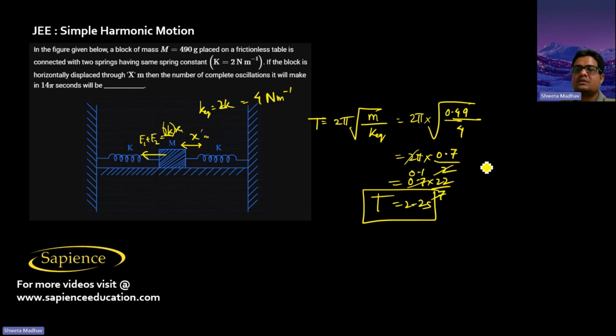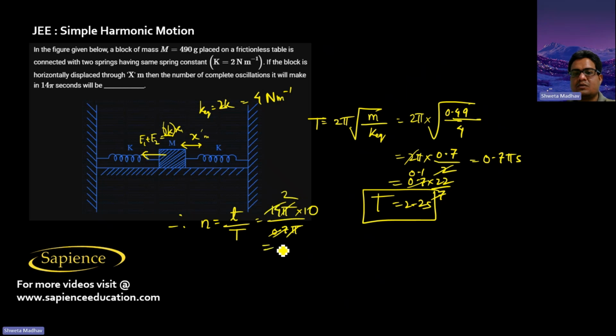Or I can say that this is 0.7 pi seconds. 0.7 pi seconds is the time period. So therefore, the number of complete oscillations that it will make will be equal to the given time divided by the time period. So that is equal to 14 pi seconds divided by 0.7 pi. So pi will cancel. So 140 by 7, that is 20 complete oscillations it will make. So the answer is 20.